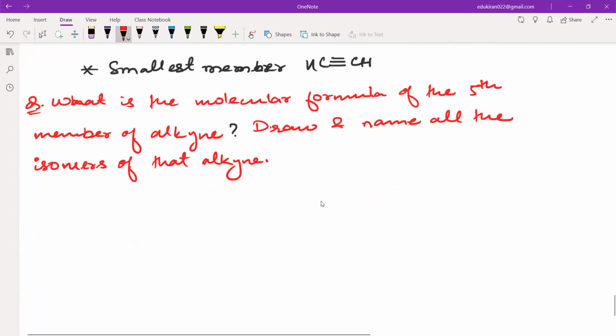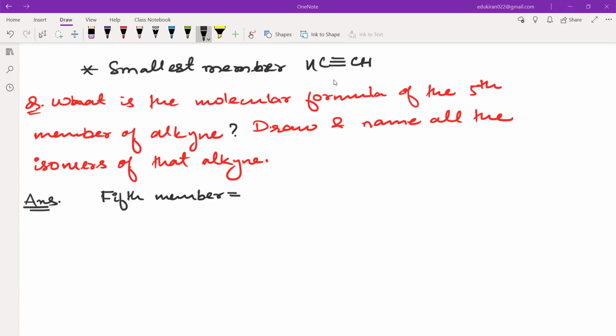So first of all, you will tell me what will be the formula for the fifth member. You understand the question, yes or no? Ye bataiye pehle. You understand the question? Sorry, how much? Samira? C5H8. Achha. What is the first member then?